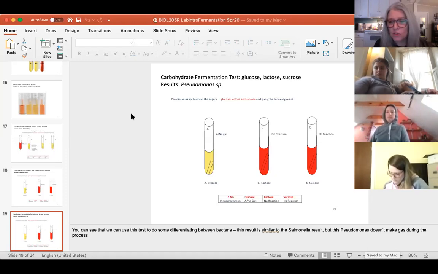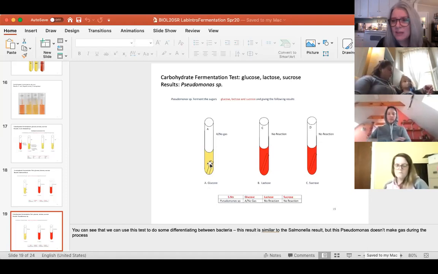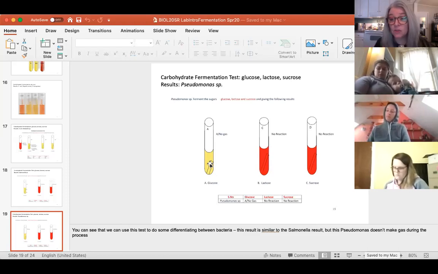Our Pseudomonas results look pretty similar to Salmonella, but there's one glaring difference. Yes, Pseudomonas is capable of fermenting glucose. It has turned the glucose tube yellow, but notice that there's no gas in the Durham tube. Pseudomonas ferments glucose using a different pathway than the Salmonella does. So there's no gas produced. That's important because it helps us differentiate between those two bad organisms.